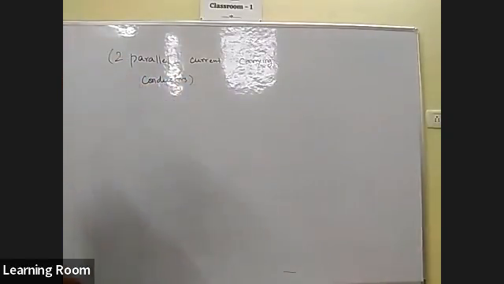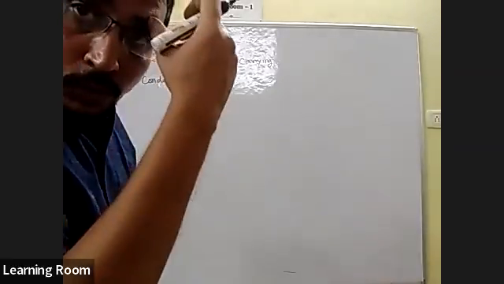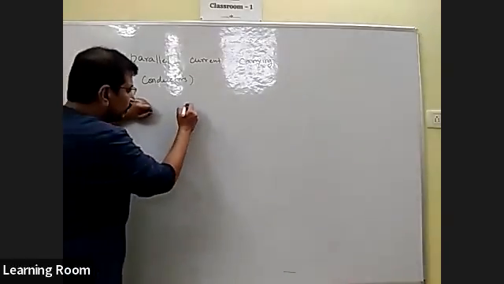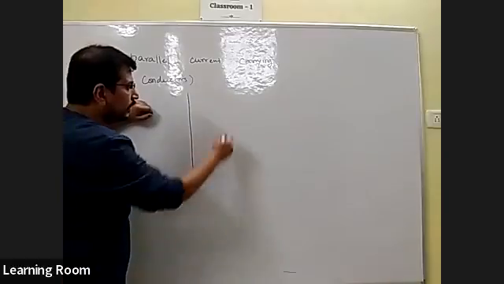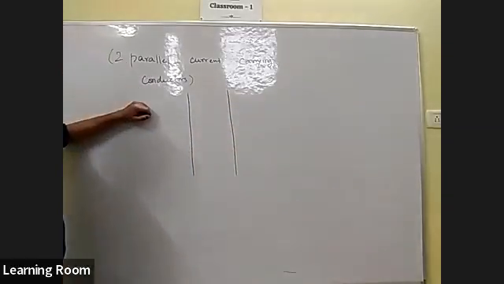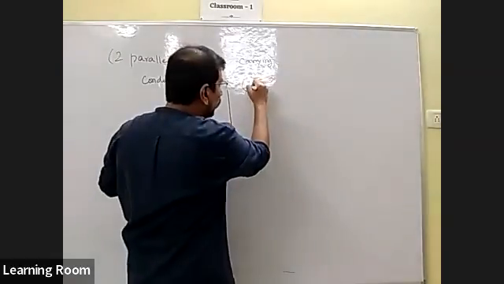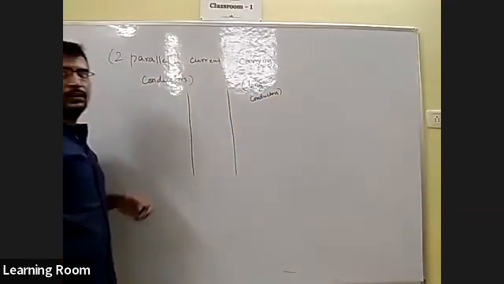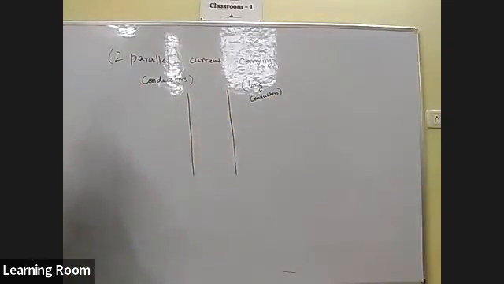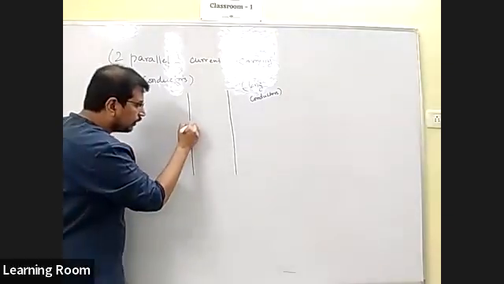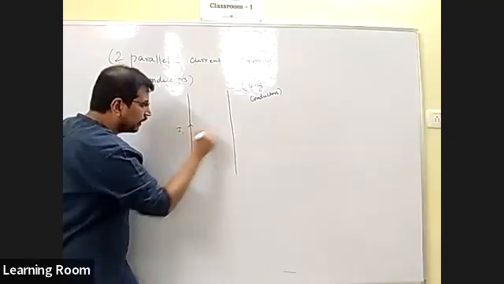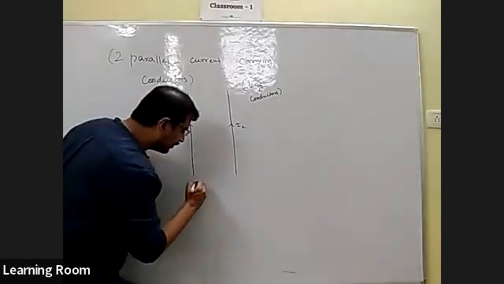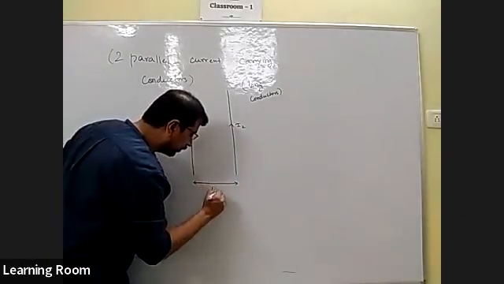So write down the heading, two parallel current carrying conductors. Let's say there is one current carrying conductor and there is another current carrying conductor. Both are long conductors. What do I mean by long conductors? They are of infinite length. Let's say they are carrying current I1 and I2 in the parallel directions, and the distance of separation between them I take to be d.